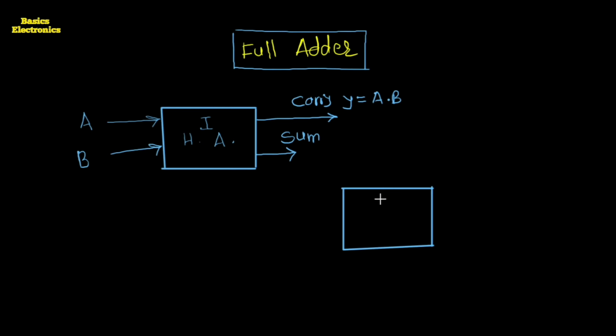Here is the second half adder. The second half adder has two inputs. The first input is the sum of these two. I am going to draw the second input. The first input is this sum, and the sum of these two is A XOR B.